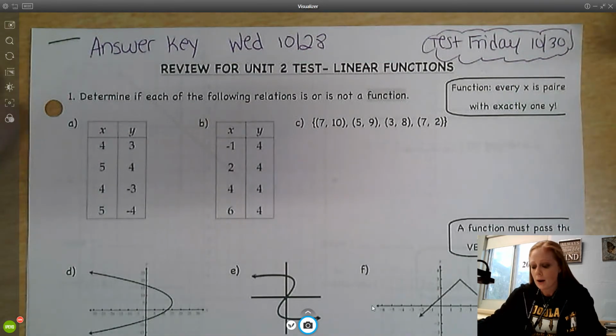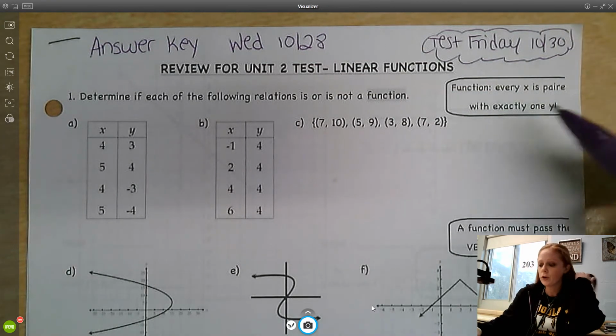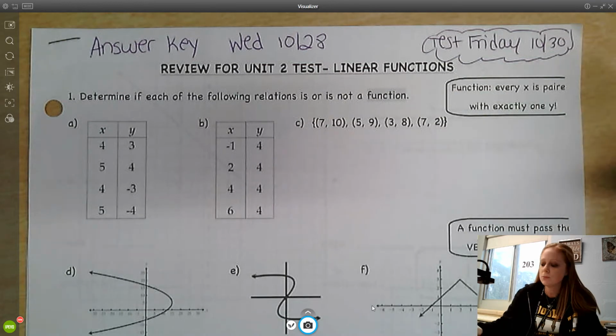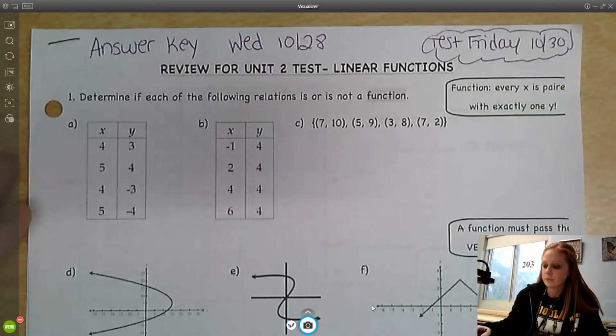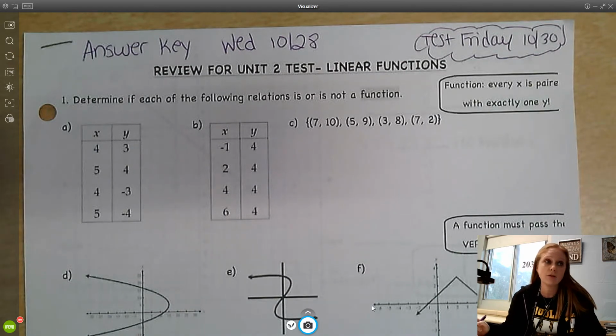All right, so the first problem asks you to determine if each of the following relations is or is not a function. So remember that in order for a relation to be a function, every x has to be paired with exactly one y. Okay, so in other words, the x's can't repeat.